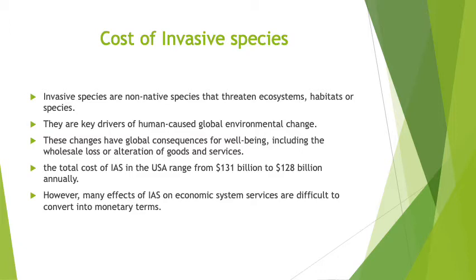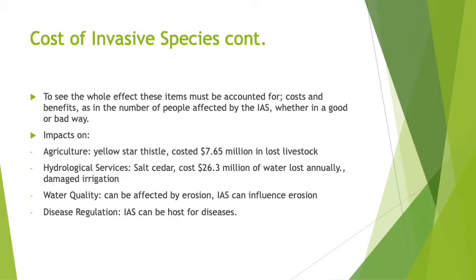Some invasive species have a negative impact on the ecosystem, which costs many people and the government billions of dollars. And these changes have global consequences for well-being, including the wholesale loss or alteration of goods and services. For example, figures of the total cost of IAS in the US range from $131 billion to $128 billion annually. However, many effects of IAS on economic services are difficult to convert into monetary terms. To see the whole effect on these items, costs and benefits must be included, which is basically the number of people affected by the IAS, whether in a negative way or a positive way.